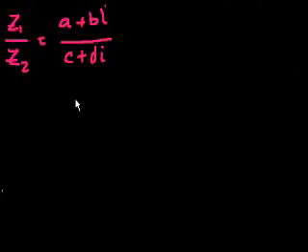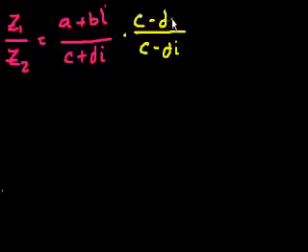So we know when we multiply a complex number times its conjugate, we get a real number. And we also know that if we multiply anything by 1, we get the same number. So let's multiply the numerator and denominator of this expression by the conjugate of the denominator. So the conjugate of the denominator is going to be c minus di. So c minus di over c minus di, right? This was c plus di, so this is its conjugate. And so what do we get?